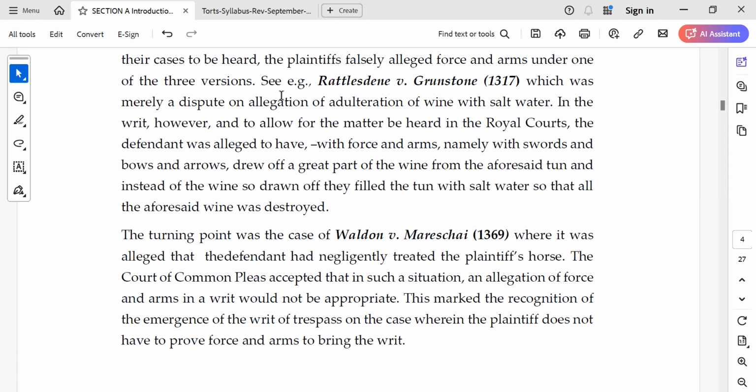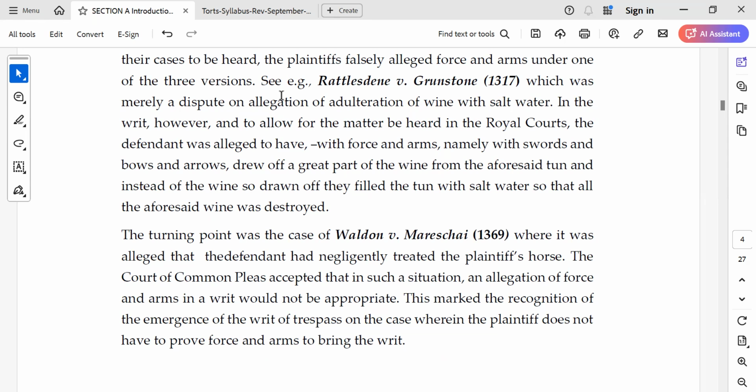In the writ, however, to allow for the matter to be heard in royal courts, the defendant was alleged to have, with force and arms, namely with swords and bows and arrows, drawn off a great part of the wine from the aforesaid tun. Instead of the wine so drawn off, they filled the tun with salt water so that all the aforesaid wine was destroyed. So the facts were changed because they wanted the matter to be heard in the royal courts. Royal courts only took serious matters, right? So they wanted it to be serious. So they changed the facts.